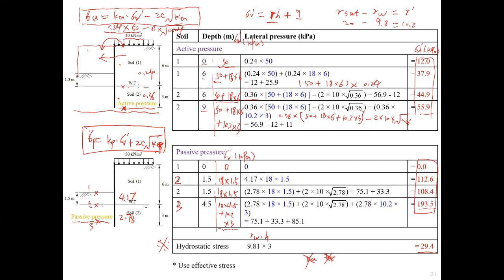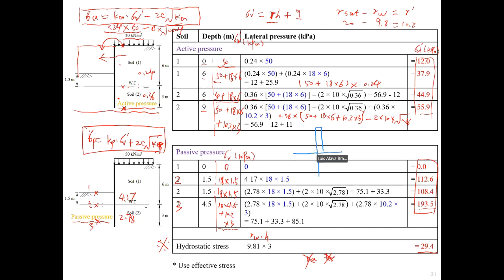And also, if there's no surcharge and the soil level is the same, then that will be a chaos state, because the static is equivalent. There won't be any soil movement or tendency to move.